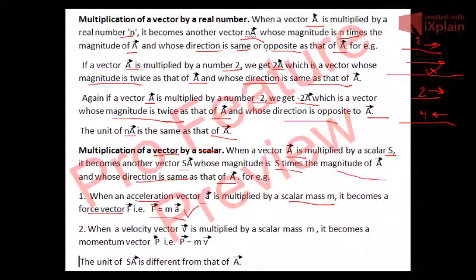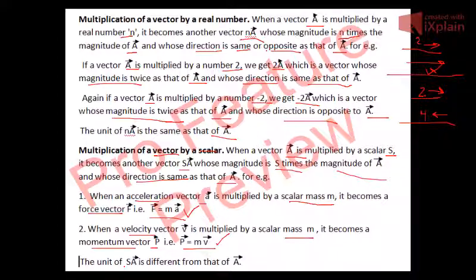Similarly, when a velocity vector v is multiplied by a scalar mass m, it becomes a momentum vector p. That is, p is equal to m into v. So when mass is multiplied by velocity, we get momentum p.